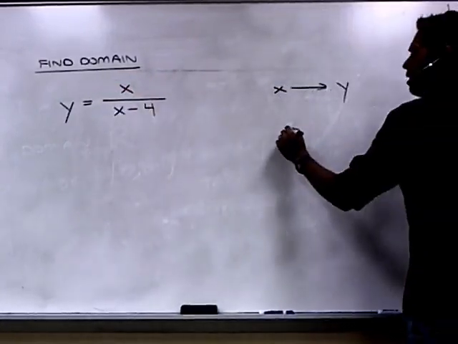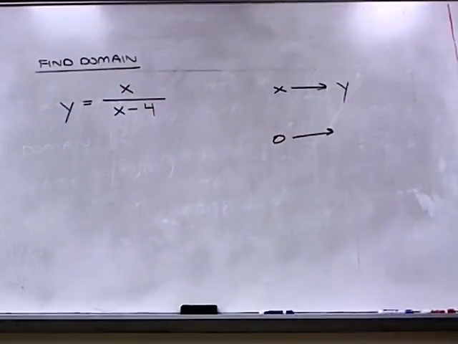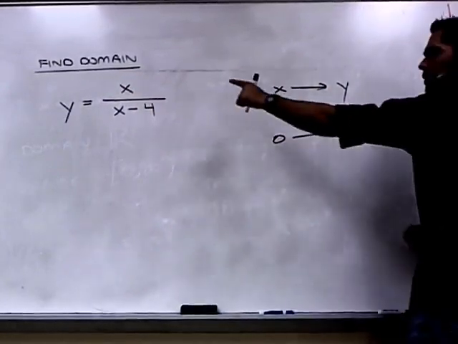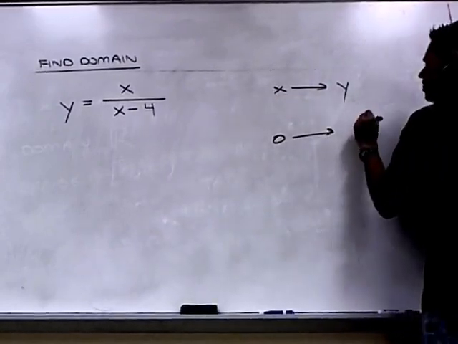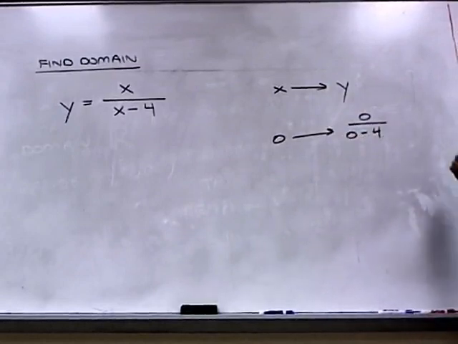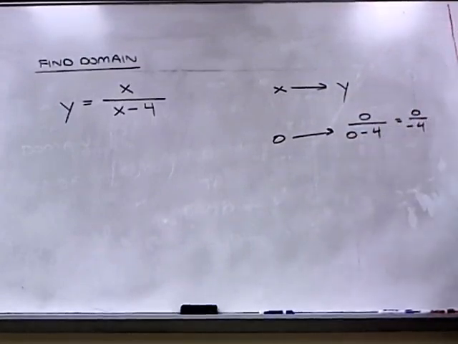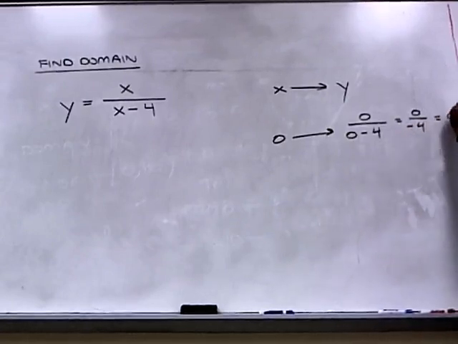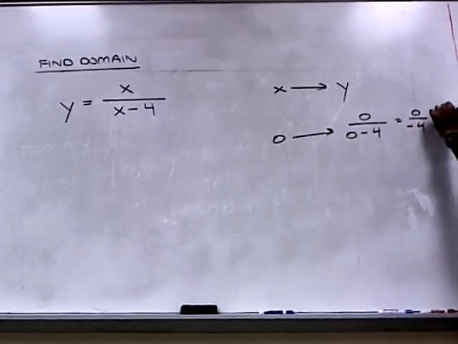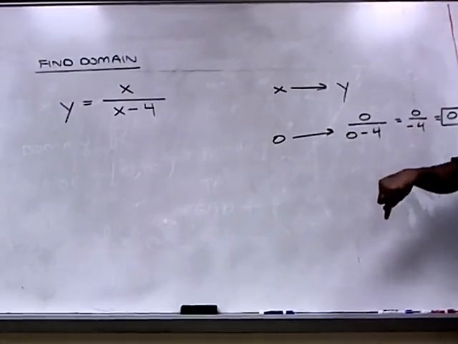So could I hand you 0? Okay, if I gave you 0, then you would say, oh, that's 0 over 0 minus 4, wouldn't you? And then that would be 0 over negative 4. What's 0 divided by a number? That's 0. We just can't have 0 on the bottom, right? That was the problem.